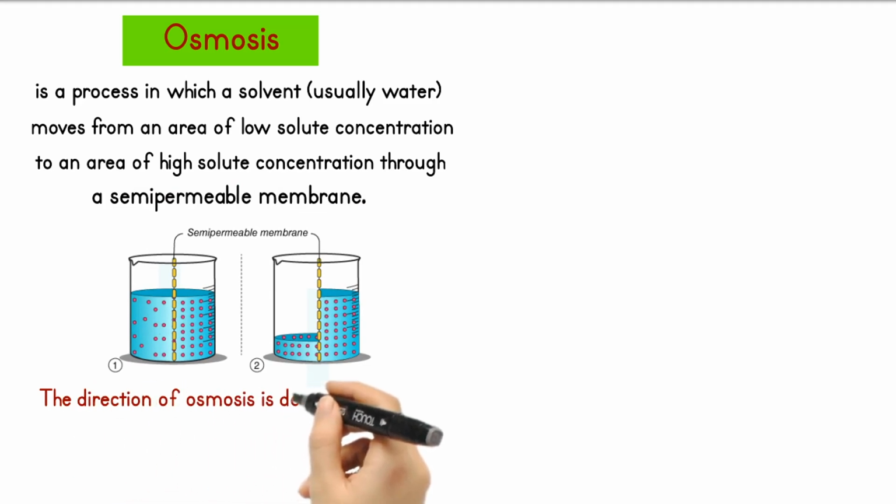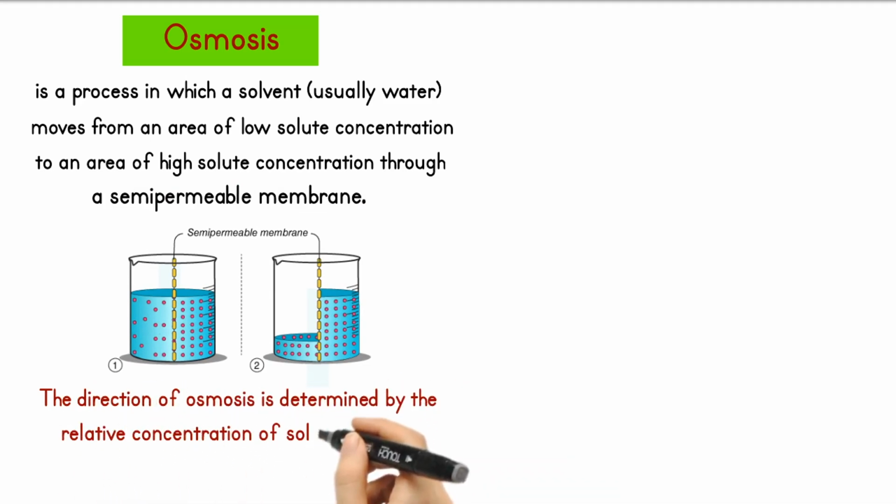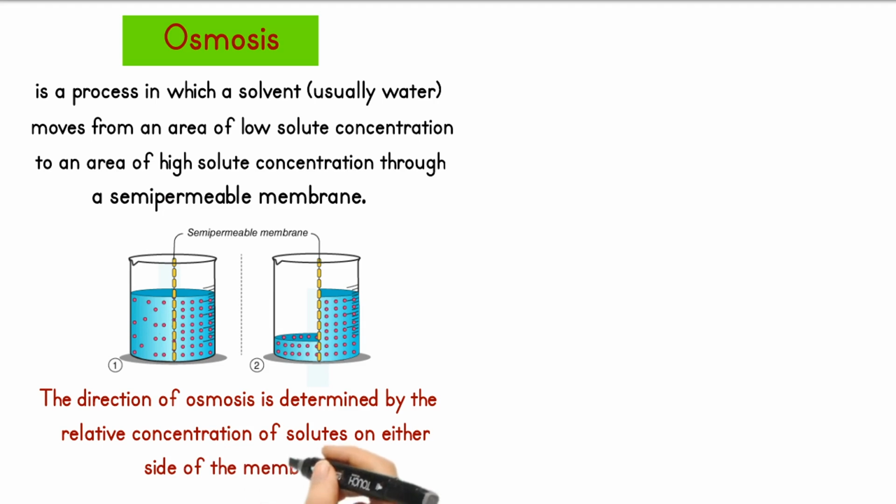The direction of osmosis is determined by the relative concentration of solutes on either side of the membrane. If the concentration of solutes is higher on one side of the membrane, water will move from the side of lower concentration to the side of higher concentration until the concentration is equalized.